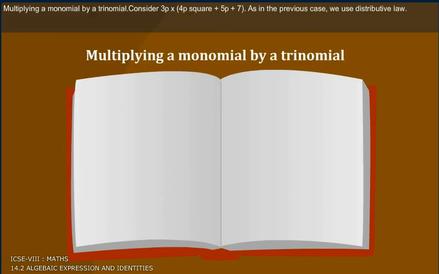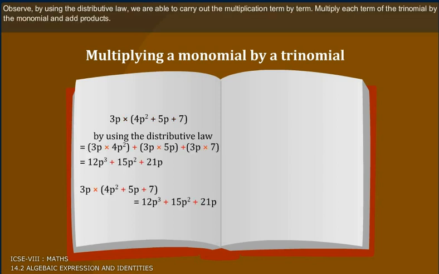Multiplying a monomial by a trinomial. Consider 3p into 4p square plus 5p plus 7. As in the previous case, we use the distributive law. Observe, by using the distributive law, we are able to carry out the multiplication term by term, multiply each term of the trinomial by the monomial and add the products.